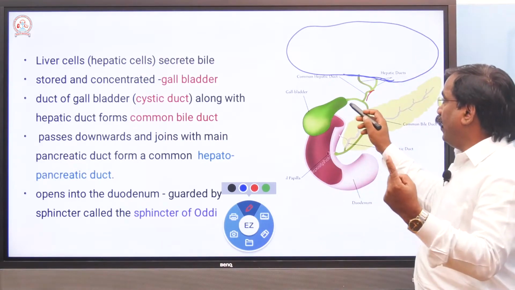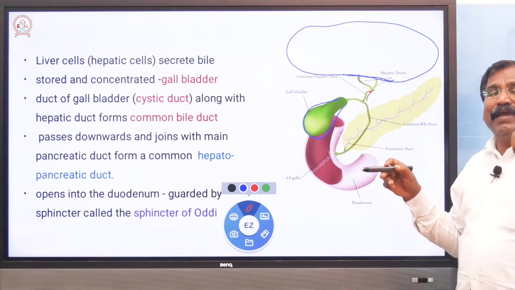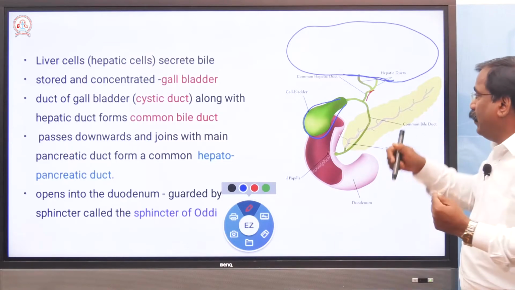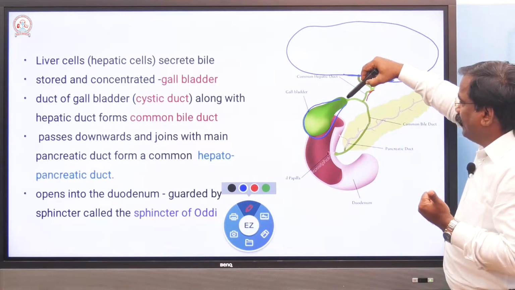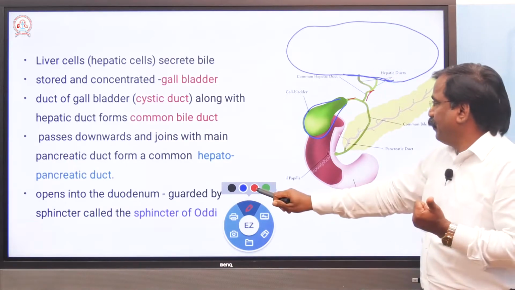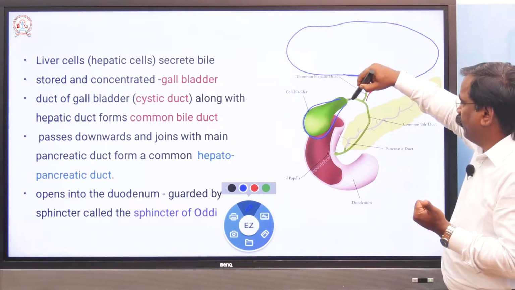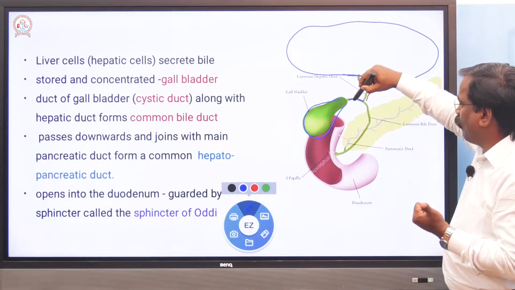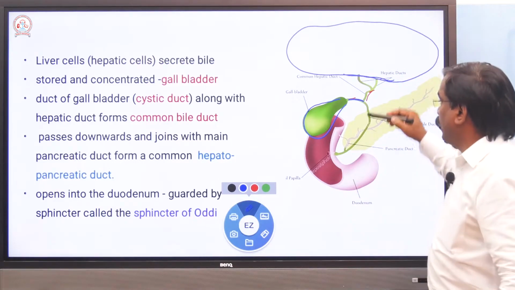Listen here. This is the gallbladder, and there is another duct which connects the gallbladder and the common hepatic duct. The duct connecting the gallbladder and the common hepatic duct is called the cystic duct. This is very important.